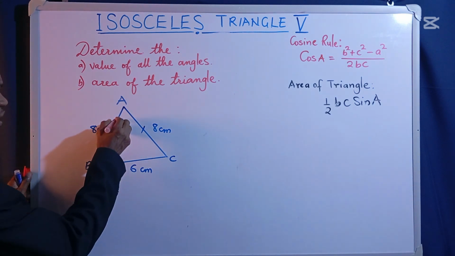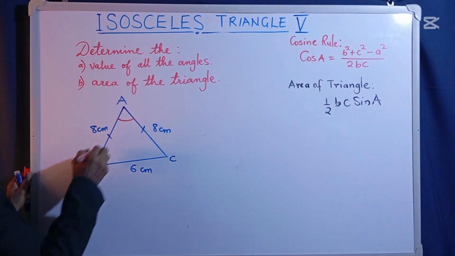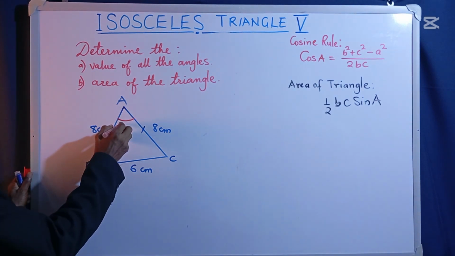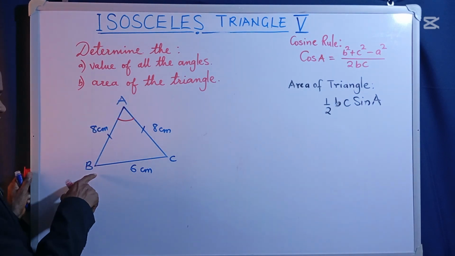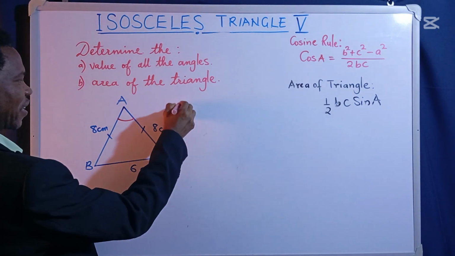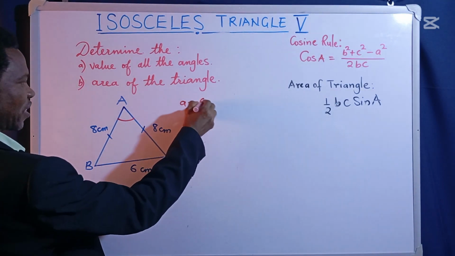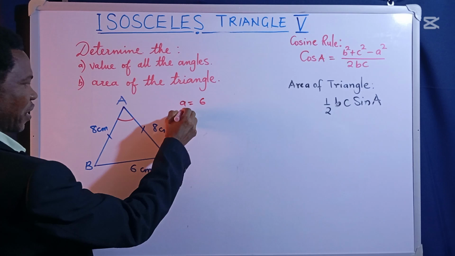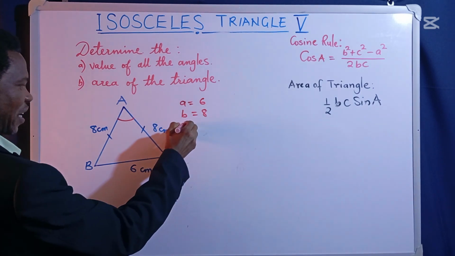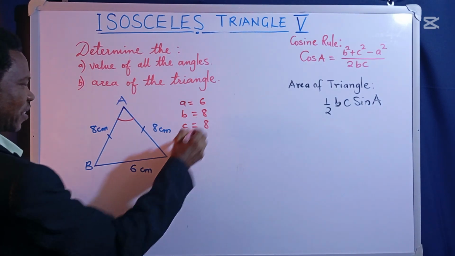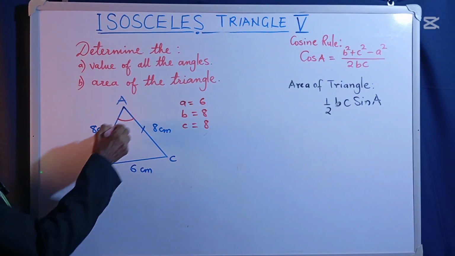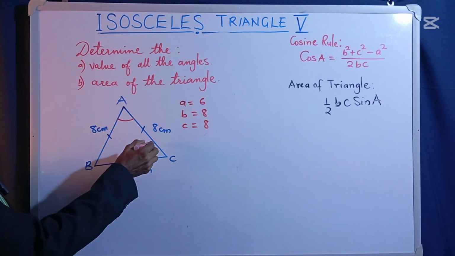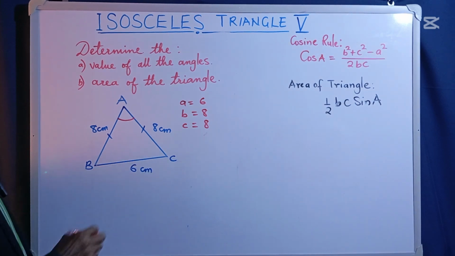So let's look at what this angle here is. We can call this angle A. First of all, let's identify the sides. A is 6 cm, B is 8, and C is 8. It's an isosceles triangle, so two of the sides are equal. So what is the value of this angle?